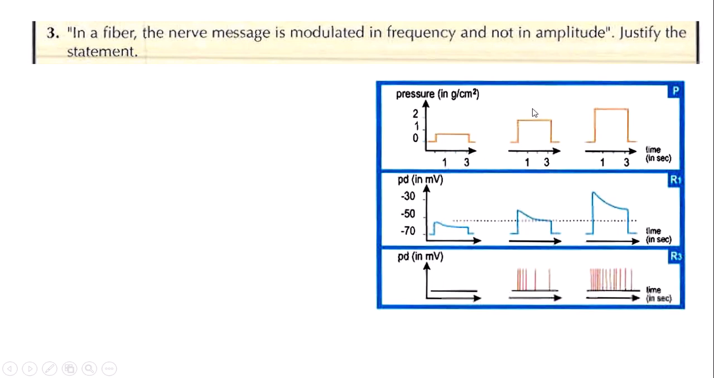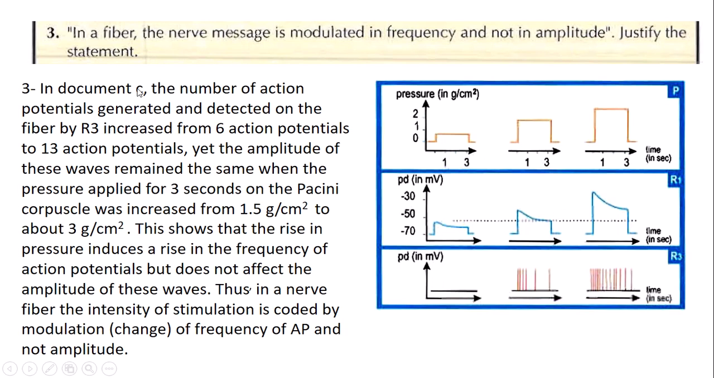When they say justify, you have to use the data in the document. So in document C, the number of action potentials generated and detected on the fiber by R3 here, because we're talking about the fiber in the question, increased from 6 action potentials to 13 action potentials, from 6 to 13, yet the amplitude of these waves remained the same when the pressure applied for 3 seconds, on the Pacinian corpuscle was increased from 1.5 to about 3. Excellent. So what does this show? This shows that the rise in the pressure here induces a rise in the frequency of action potentials, but does not affect the amplitude of these waves.